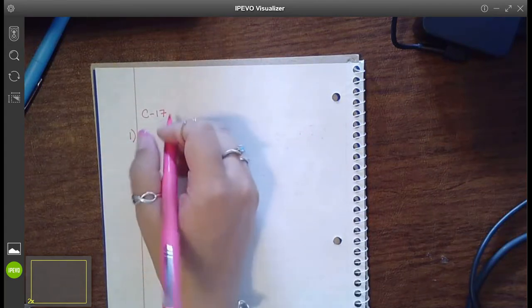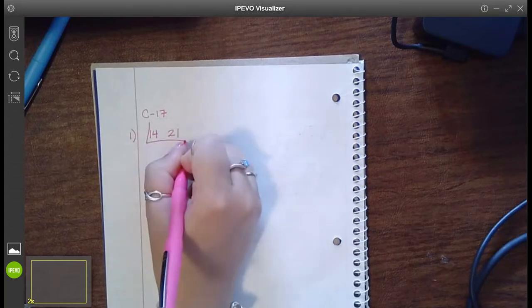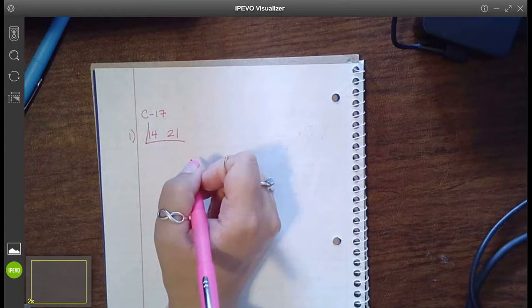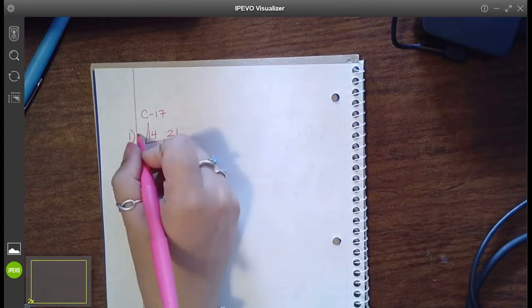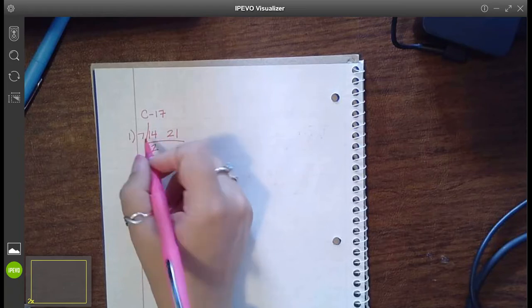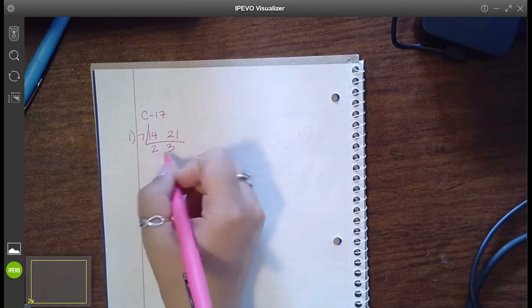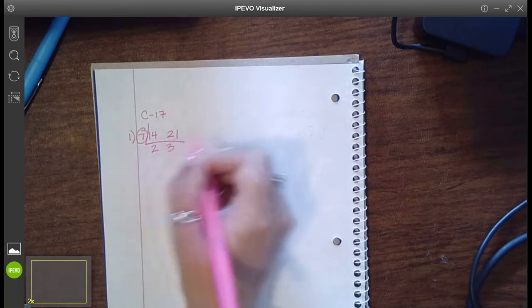So problem 1, you're finding the GCF of 14 and 21. I'm going to go ahead and do the ladder method. What can go into both 14 and 21? 7 can. And 7 times what is 14? 2. And 7 times what is 21? 3. Can anything go into 2 and 3? No. So that's it for my GCF.